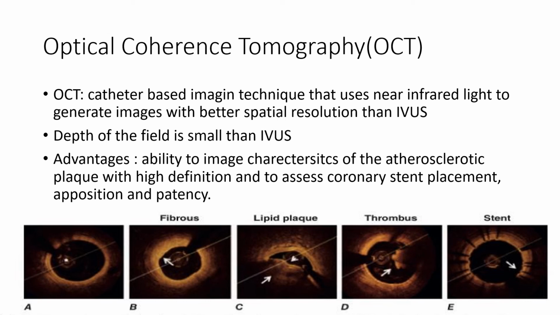Here you can see a normal coronary artery followed by one with a fibrous plaque, one with a lipid plaque, one with thrombus in the vessel. And here we can see multiple struts of a stent.